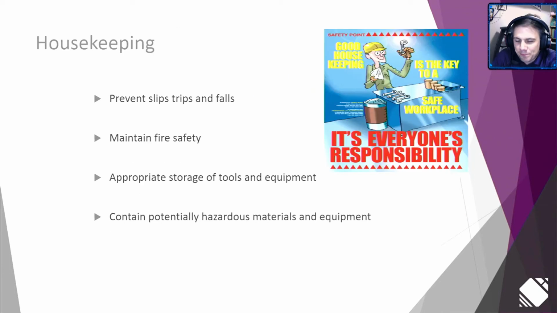Alright, so housekeeping. Just some general recommendations for safety. Prevent slips, trips, and falls. Maintain fire safety. Appropriate storage of tools and equipment. In the labs, where tools go is all labeled. Any of the larger equipment has serial numbers and is marked on the shelves where it needs to be placed.